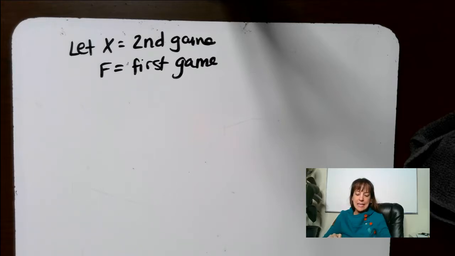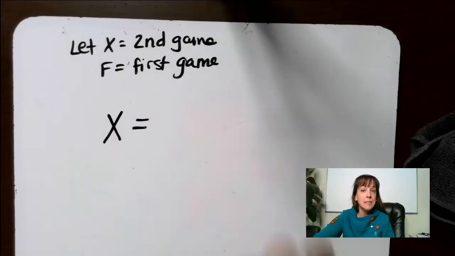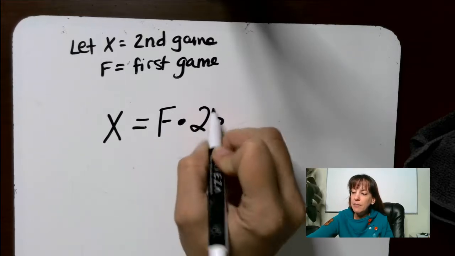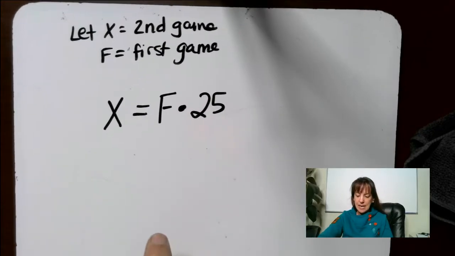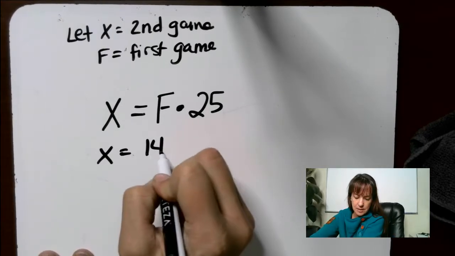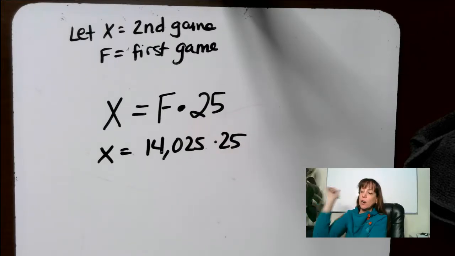Harriet's score in the second game was, and remember the words was and is are the same thing, and those mean equal. So Harriet's score in the second game, X, was or is the product of her first game and 25. Guys, product means multiply. So F times 25 gave us that second game, okay? If Harriet scored 4,025 points in the first game, so first game, remember, is F, X equals 4,025 points times 25. What did she score in the second game?